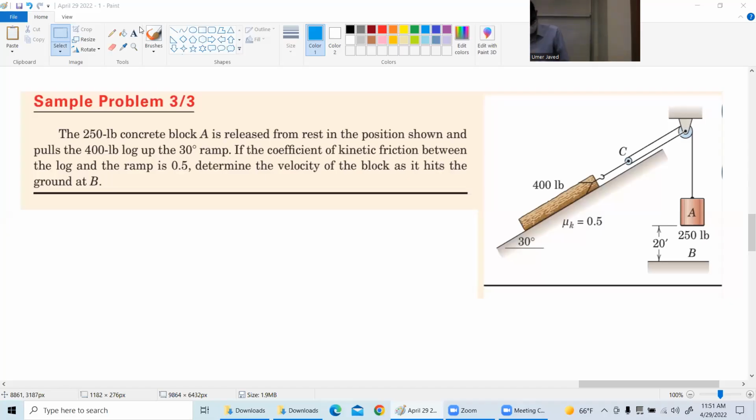Can't we just take the force that is acting on A, multiply it by the 20 feet, get the work done on A, and then use that work done to find the change in kinetic energy and then the velocity? Exactly. So you want to do this problem with the work-energy principle. Last semester, exactly one student said the same thing, and I think he was able to do it.